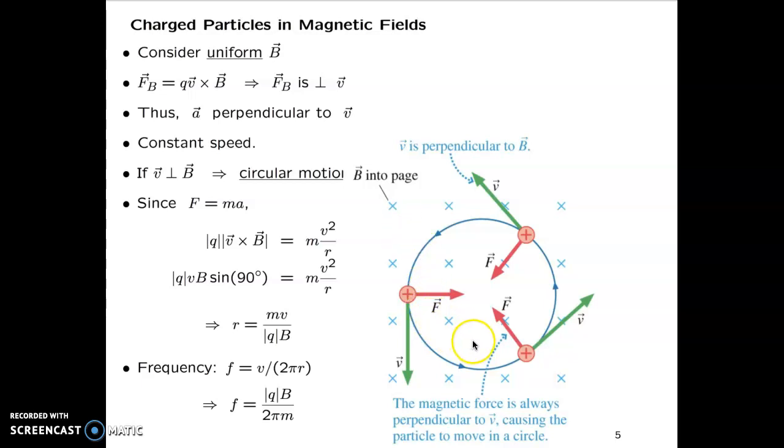And what happens if we have a charge, let's for convenience make it a positive charge, and this positive charge is maybe at this point initially and it's moving in this direction? Well, the magnetic field creates a force, and that force causes circular motion.